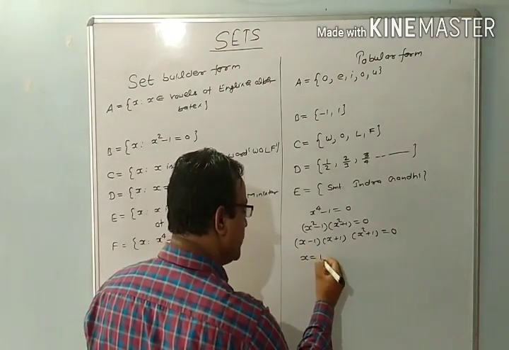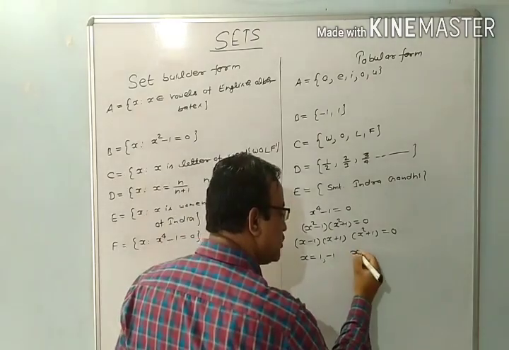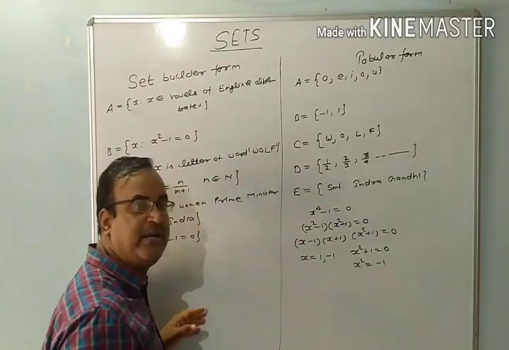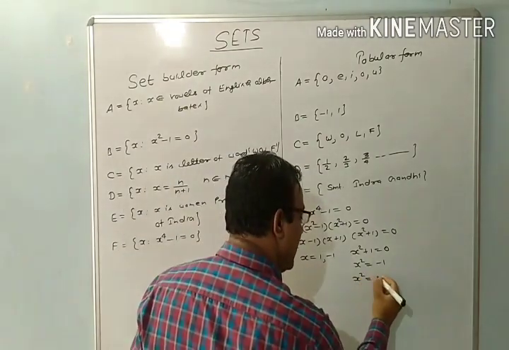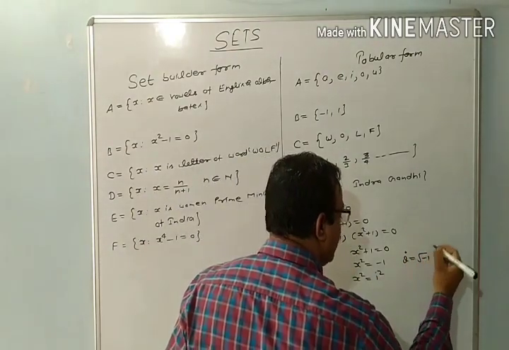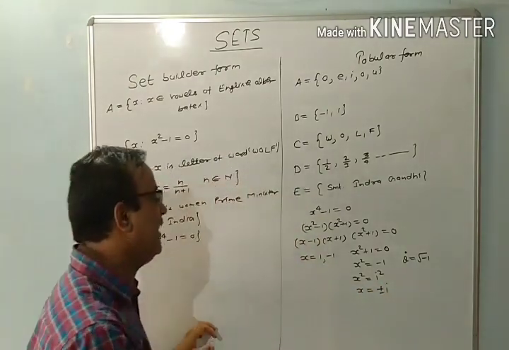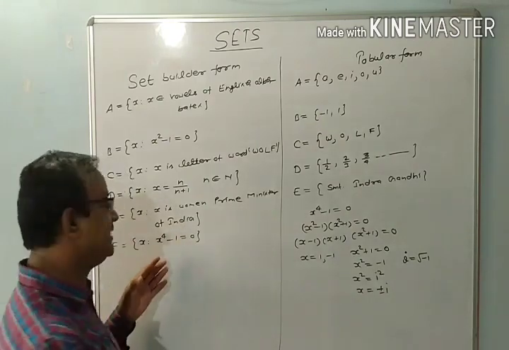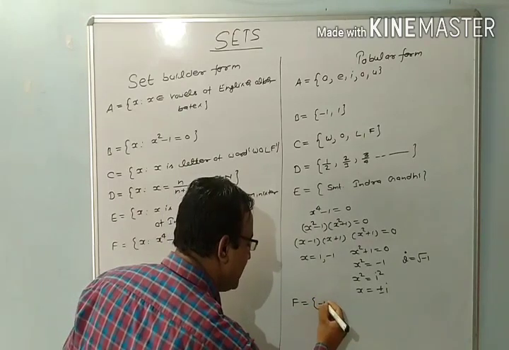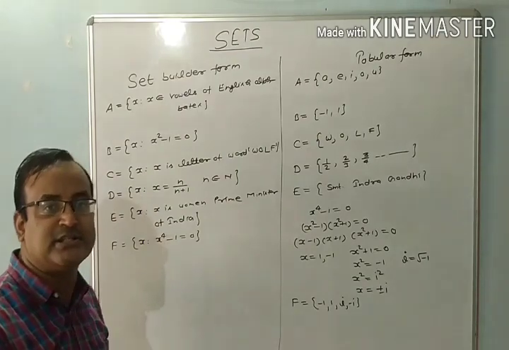So we will write here x is equal to 1, comma, minus 1 when we equate the first two factors to 0. And when x square plus 1 is equal to 0, then x square is equal to minus 1, and minus 1 can be written as i square. I think you should know i is iota and i square is equal to minus 1. So the value of x is plus minus i. Now we have 4 values of x. So when we represent this set in tabular form, the elements of F are minus 1, 1, i and minus i. Now I will discuss some more examples.